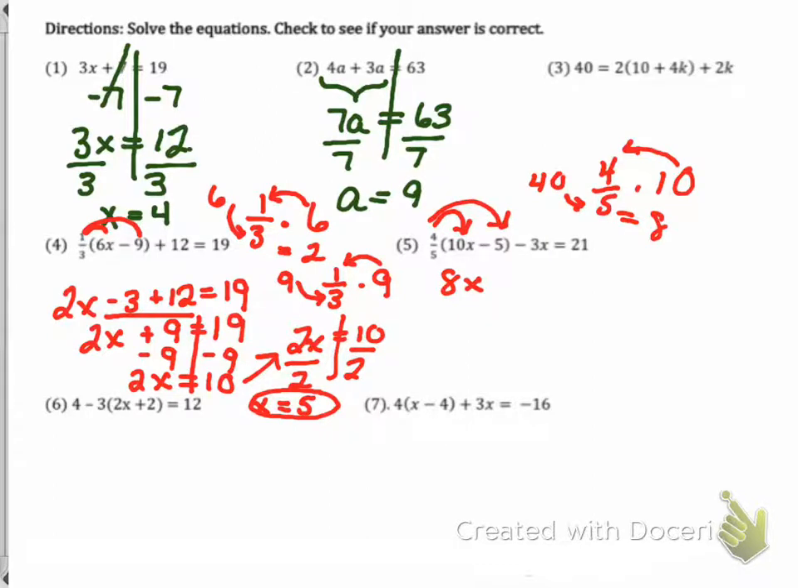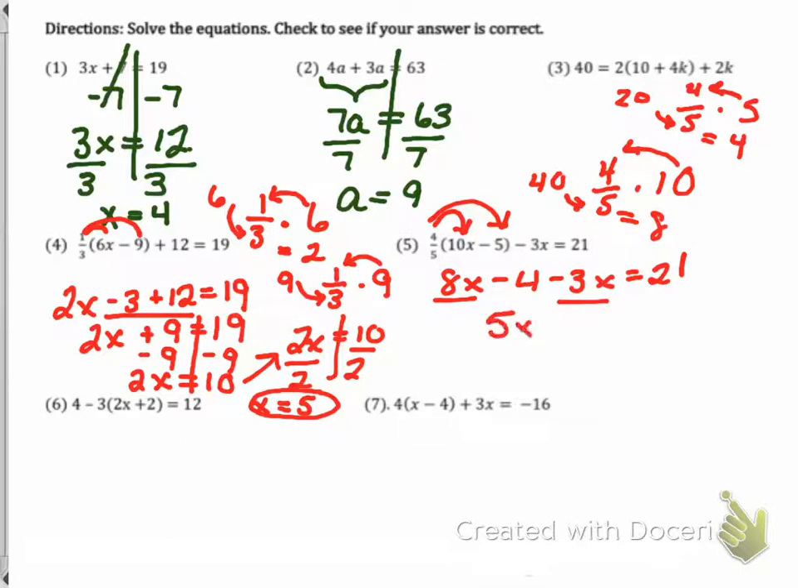Now I'll do 4/5 times -5. I know a positive times a negative will be a negative. So in my head, I'm doing 4/5 times 5. 5 times 4 is 20. 20 divided by 5 is 4. So I get 4 here, and then I'll bring down the rest of my problem. Then I have like terms, 8x and -3x, which gives me 5x minus 4 is equal to 21. I'll put in my balance line and add 4 to both sides. So I get 5x is equal to 25, and I'll divide by 5, and x is also equal to 5.